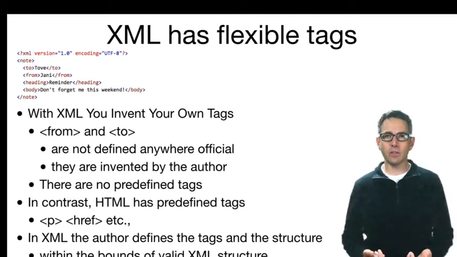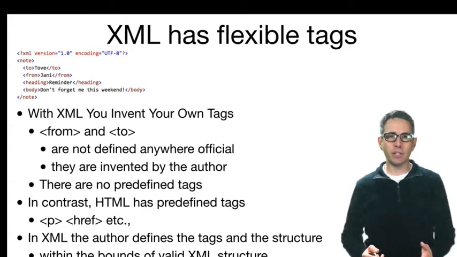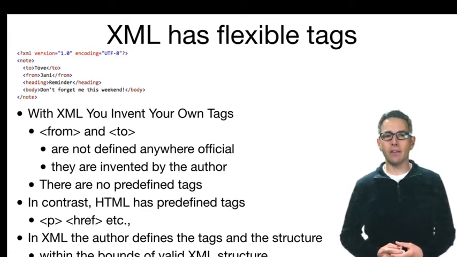Now, the tags that you use might be constrained by the kind of software that you intend to have reading your tags. From and to, in that example that we have right there, they're not defined anywhere official. They were invented by me as the author. And in general, XML doesn't have any predefined tags. That said, particular software, particular purposes, expects to find some kinds of tags there eventually.